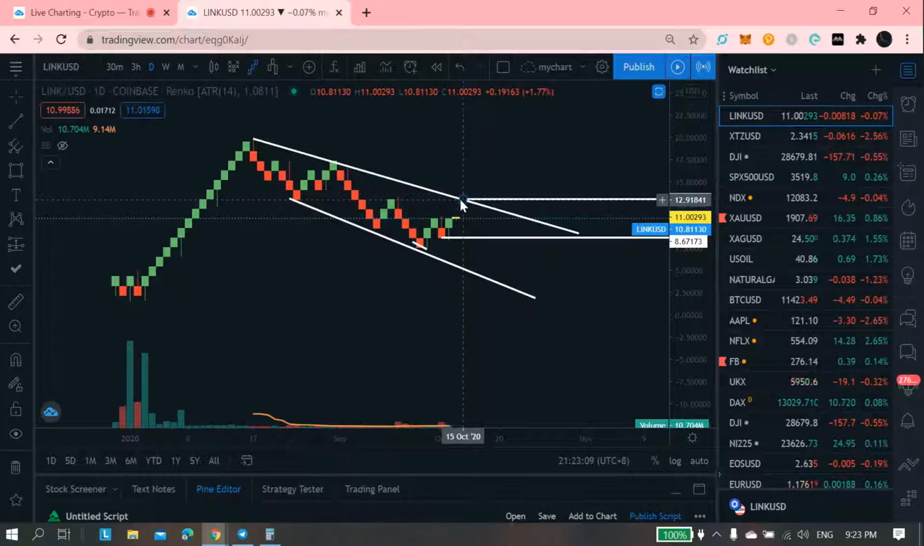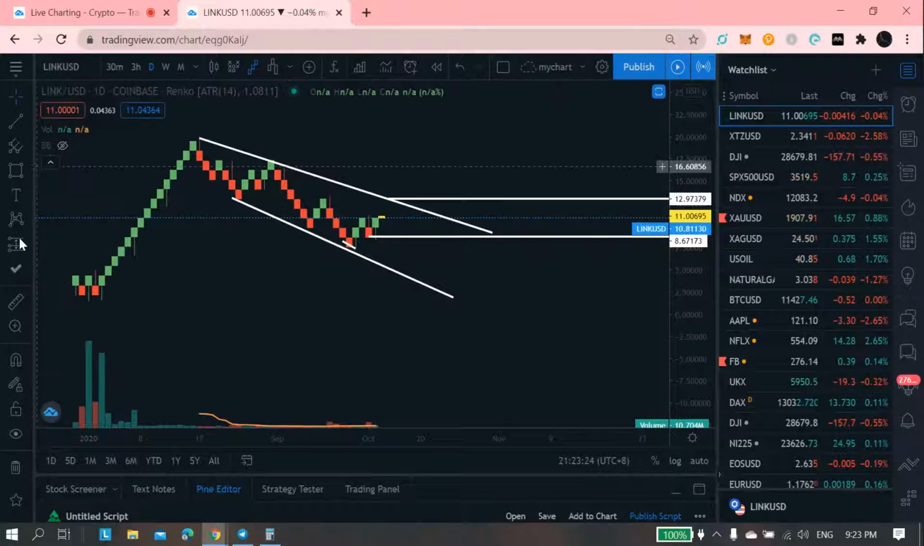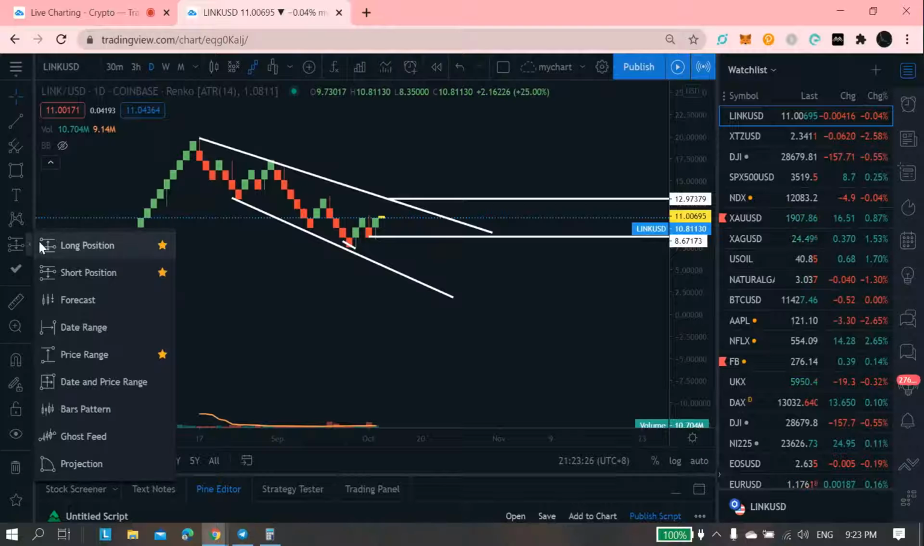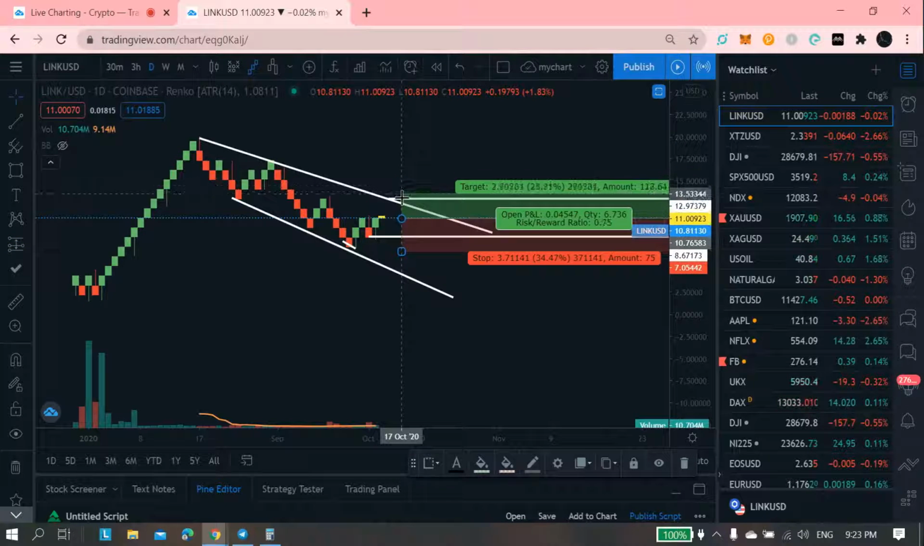I'll just wait here at the resistance area. If it breaks here, or if this serves as a resistance, then I will go short. So for now, it's a no trade zone for me, but let's measure it. If we go long, I think it's not rewarding at this moment.